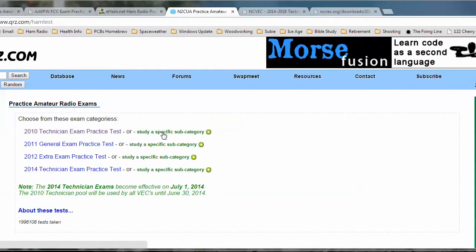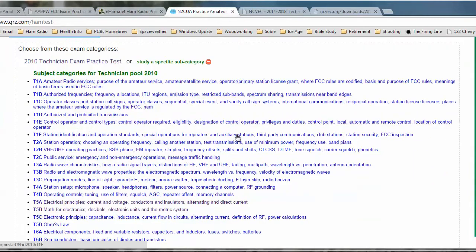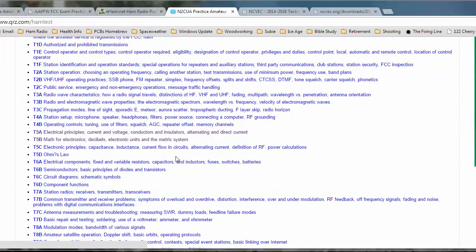All right, let's do a subcategory again. One more, because we're at 7 minutes now. I don't have a calculator with me, but we could do some Ohm's law. Let's do electrical components. That sounds like fun.